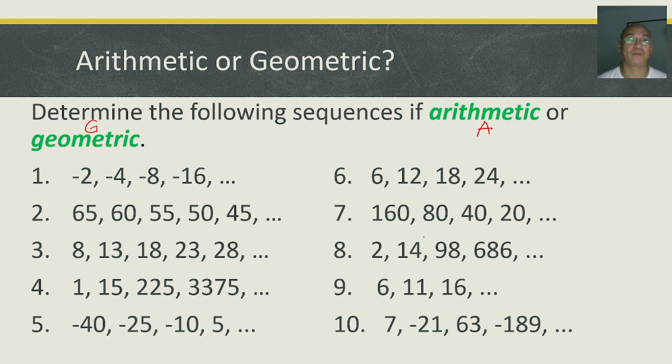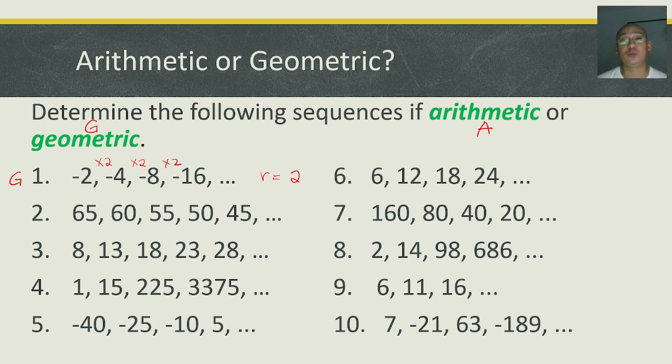So by observation, we are multiplying by 2 in each and every term. Therefore, if we are multiplying, then the sequence is a geometric sequence. Their common ratio is 2.